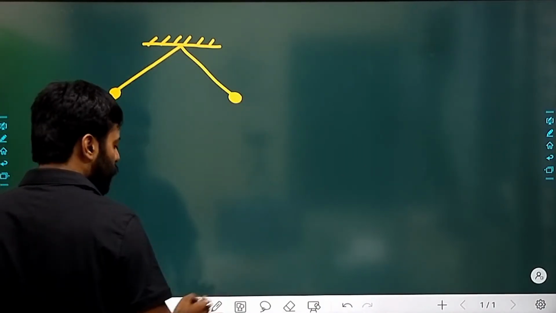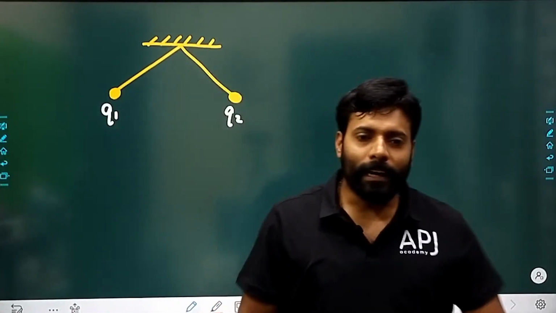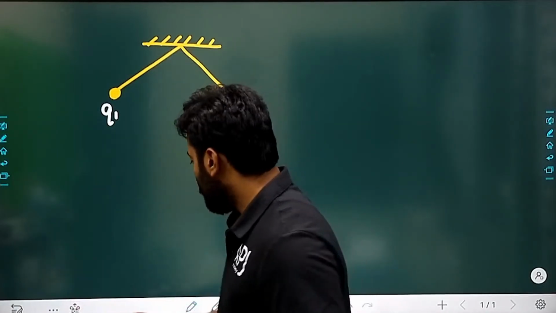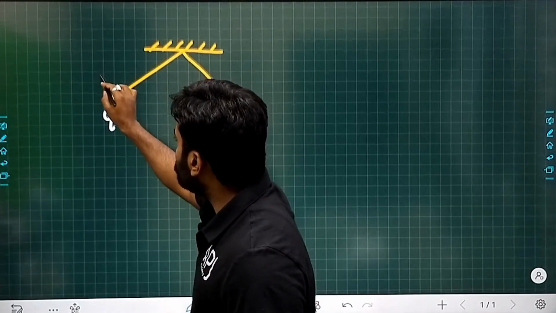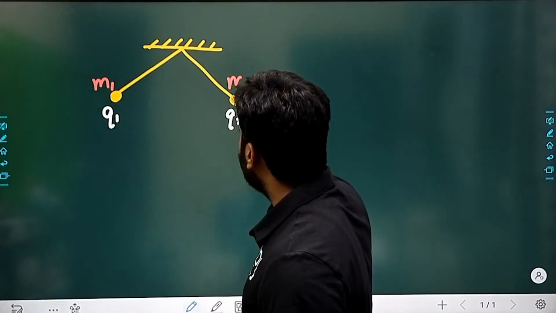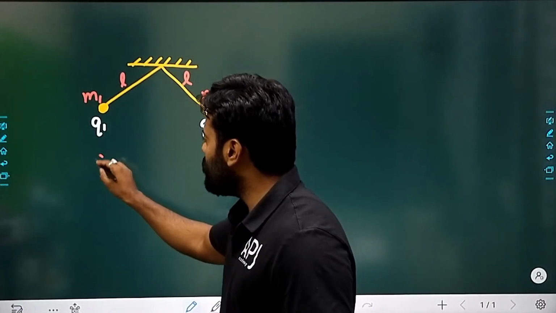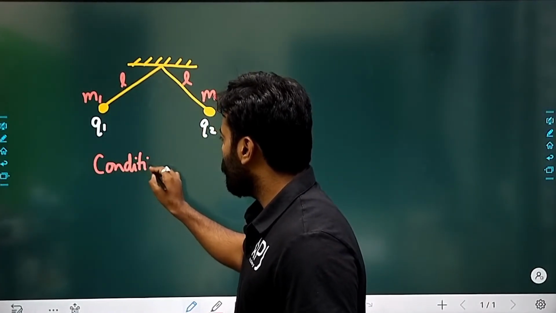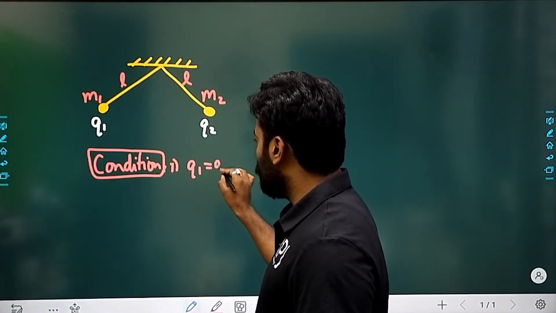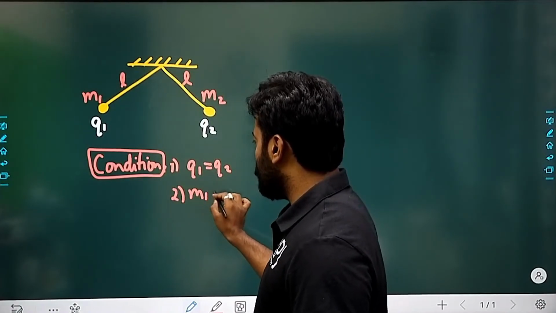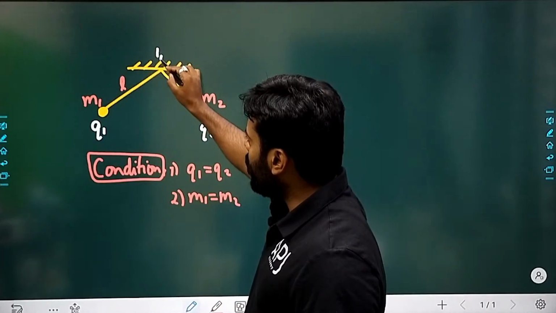I will ask only 3 questions. There are 2 charges, Q1 and Q2, and the masses are M1 and M2. The length is L here, right? Now, the condition I am putting here: first, Q1 is equal to Q2. Second, M1 is equal to M2. And you have to find out that there will be some angle.